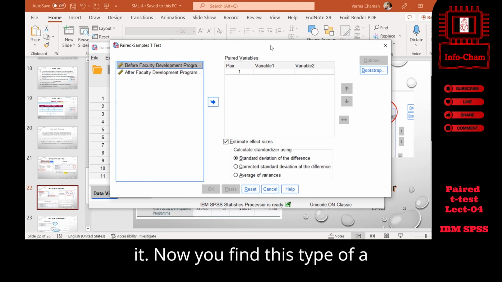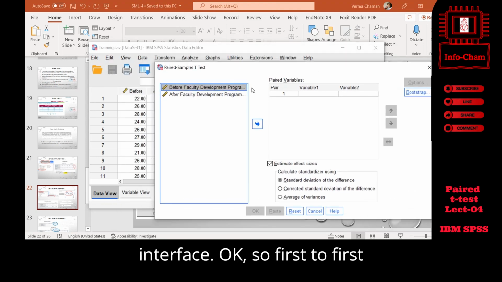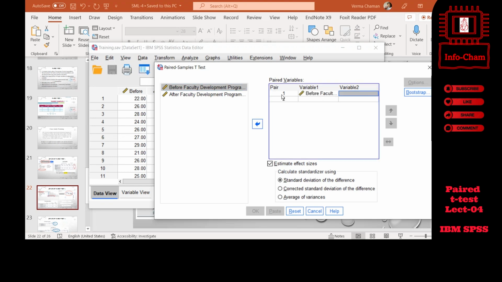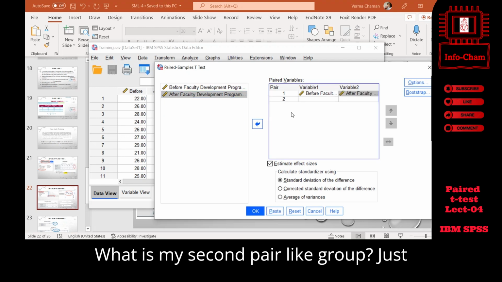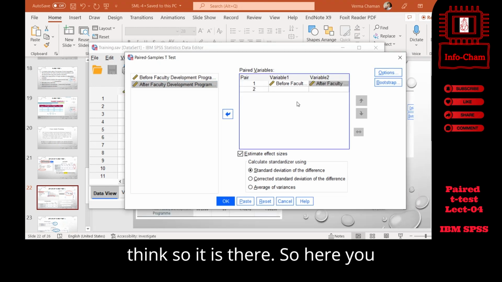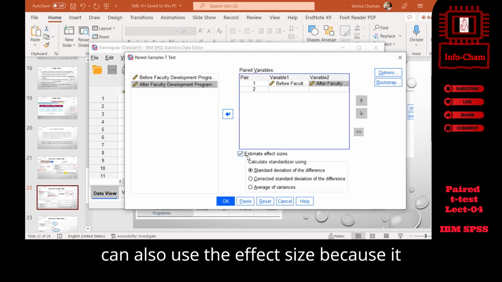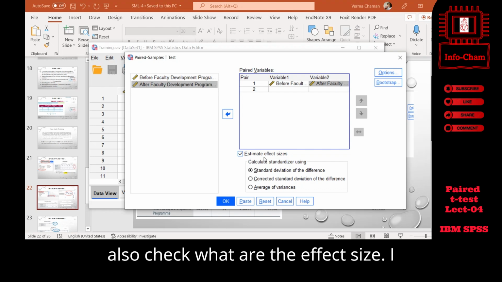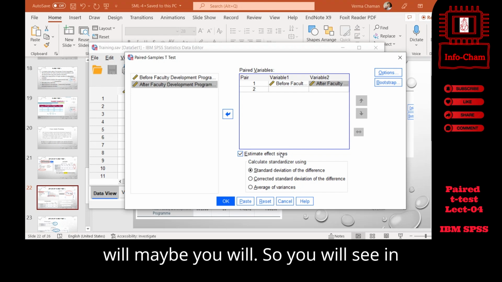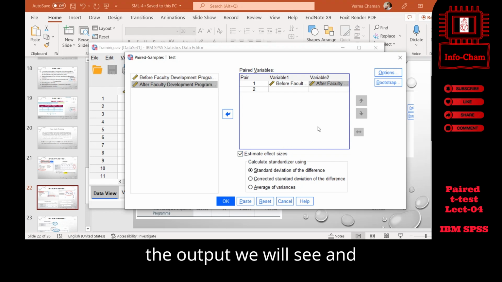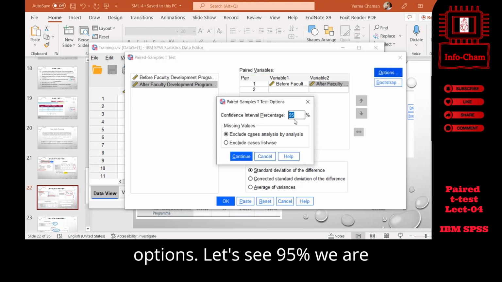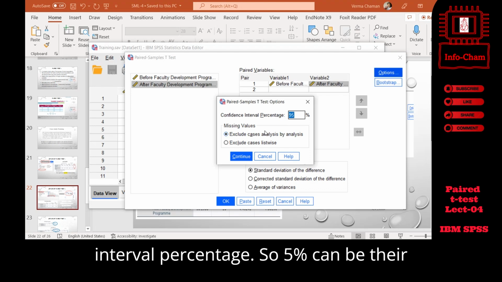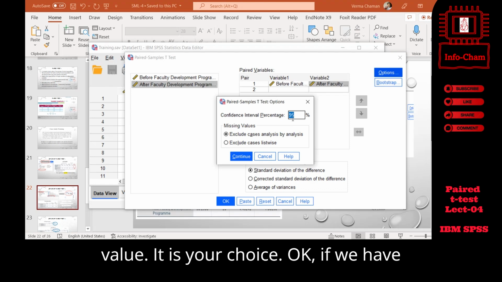My target now is the paired samples t-test, right? Click on it. Now you find this type of interface. The first variable is the first pair. This is my first pair. Can you see it comes over here? What is my second pair? Like group, just think. So it is there. Here you can also use the effect size, because it is the latest SPSS tool. We have some advancement over here, so we can also check the effect size. You will see it in the output. And under Options, 95% we are sure, right? This is the CI value, the confidence interval percentage. So 5% can be the error, but you can also change this value, it is your choice.